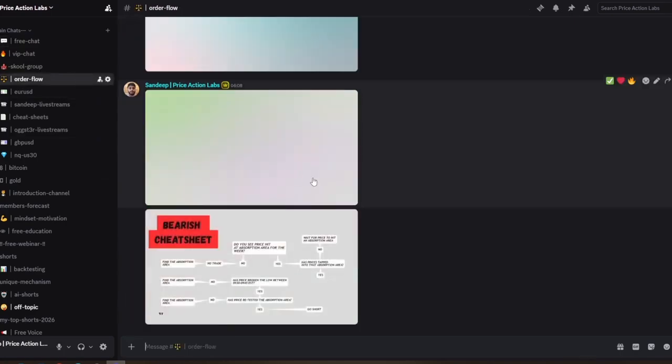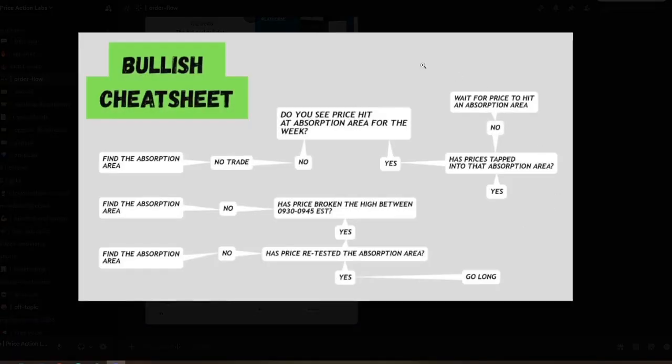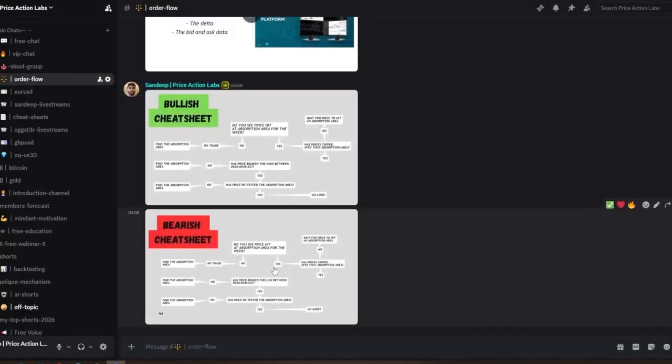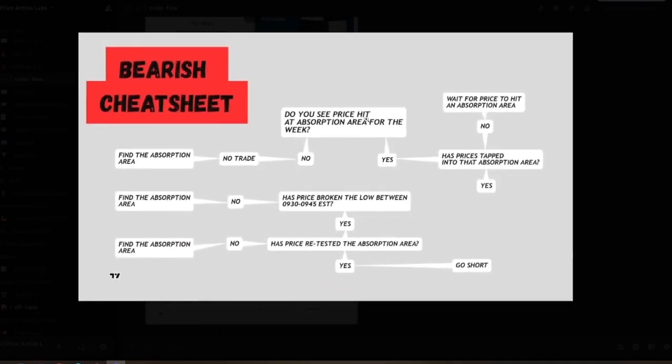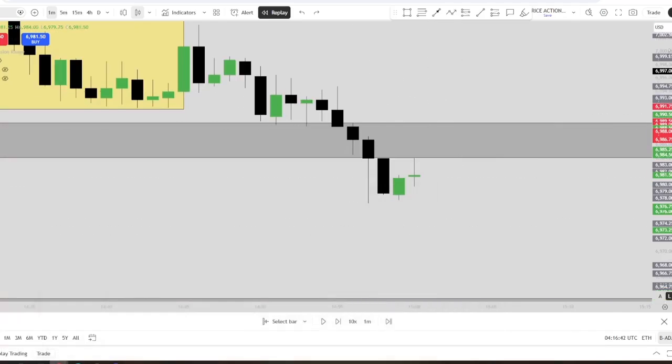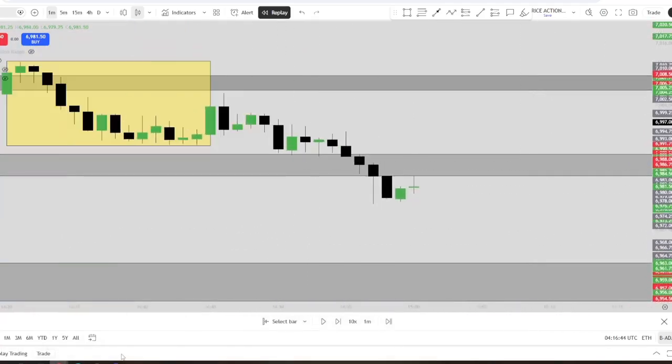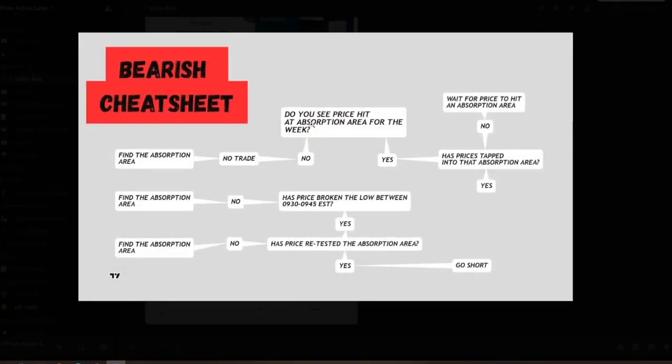In fact, what I've done here in the Discord is I've given you a bullish and a bearish cheat sheet, right? So we're going to be focusing on this first. So do you see price hitting an absorption area for the week? Right, so this is an absorption area. These are our key levels.